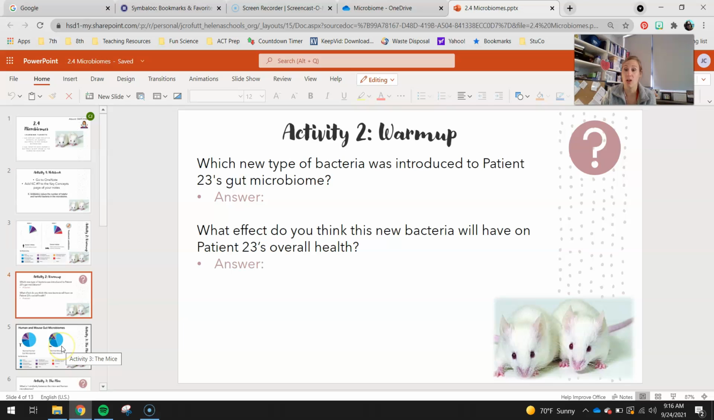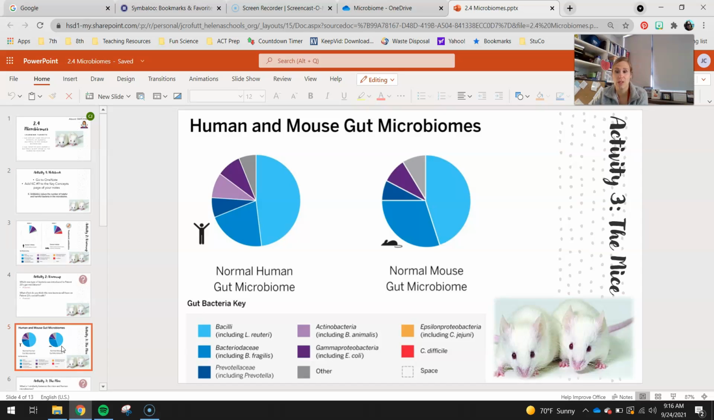Remember, when these videos are going, you guys can always pause them to complete a section and then come right back to them. All right, moving on to activity 3, we're going to take a look at a little experiment with mice. So I like to call this activity the mice. Okay, we have two new pie charts here. We're going to be comparing a human gut microbiome and a mouse gut microbiome. So here we have our little healthy human, and here we have our little healthy mouse.